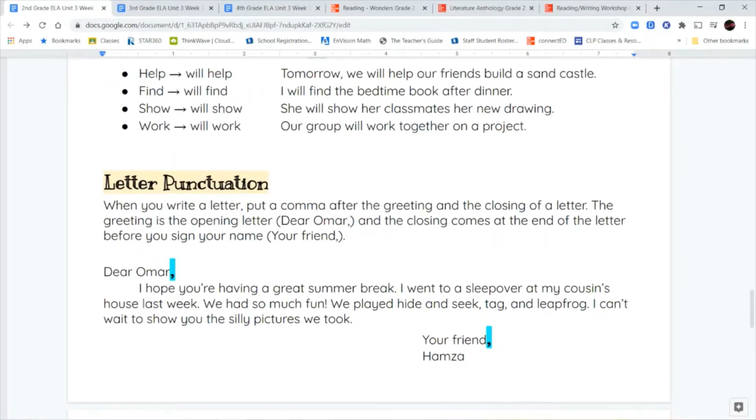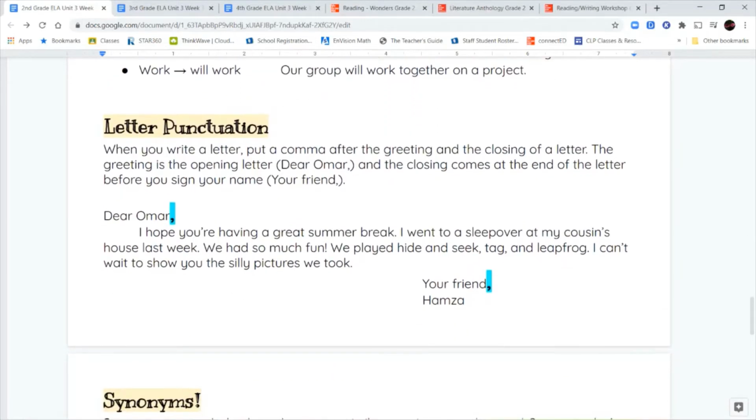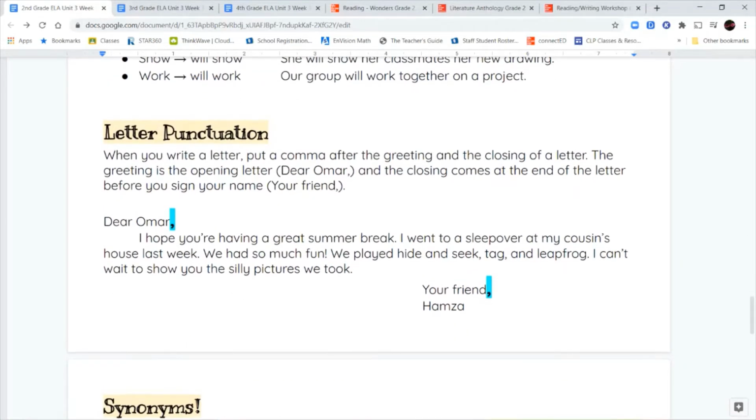All right, and the next part of our notes is going to talk about letter punctuation. So when you're writing a letter to your friend, you have to add specific punctuation in different areas of your letter. And one of the kinds of punctuation that we're going to talk about today is a comma. Now we add a comma after the greeting of our letter and after the closing of our letter. Now, what are those parts?